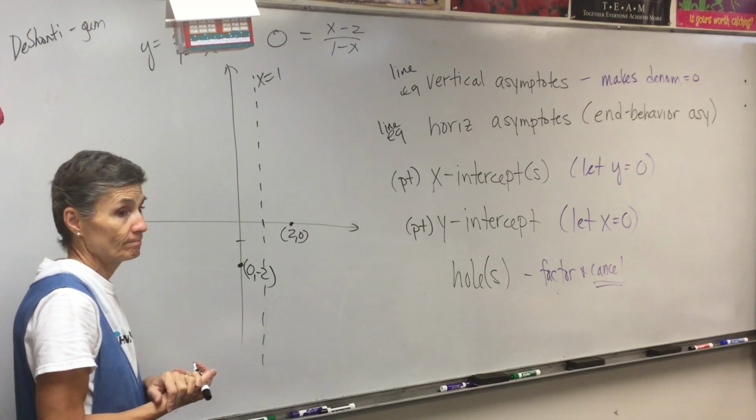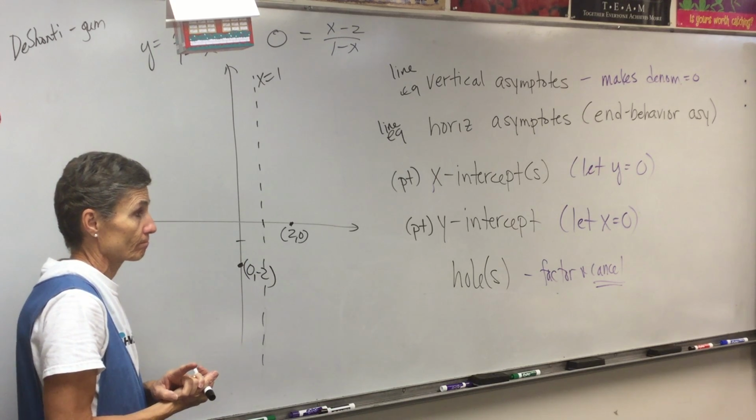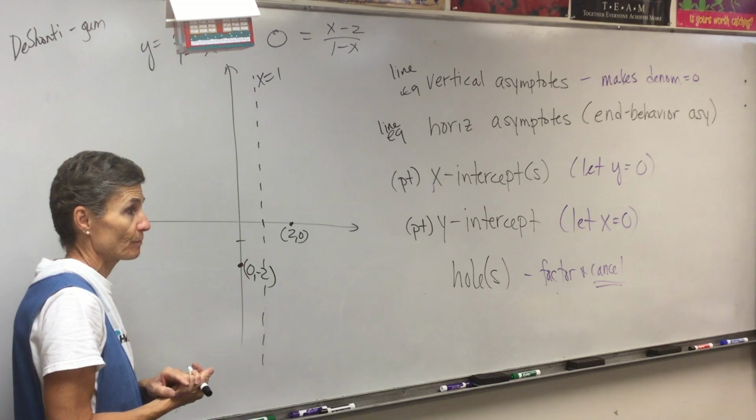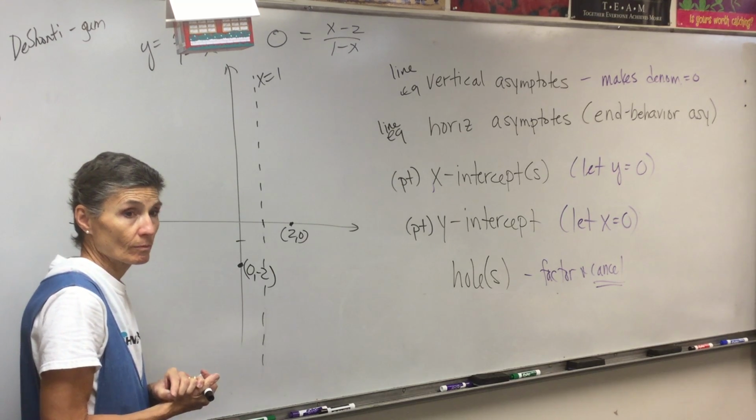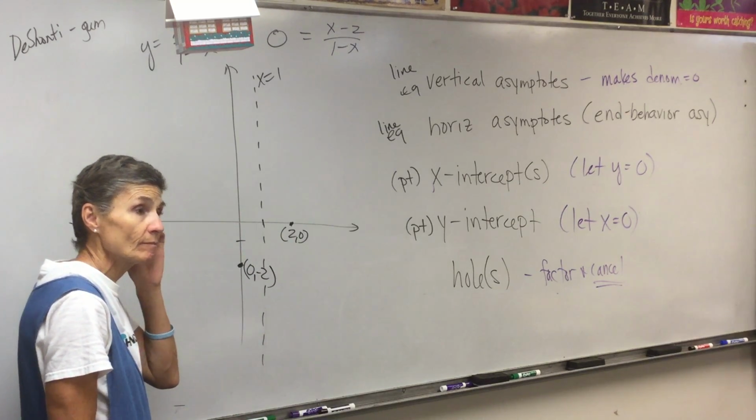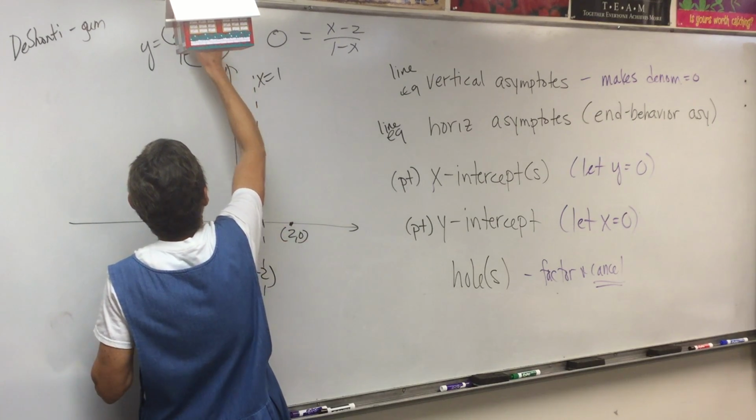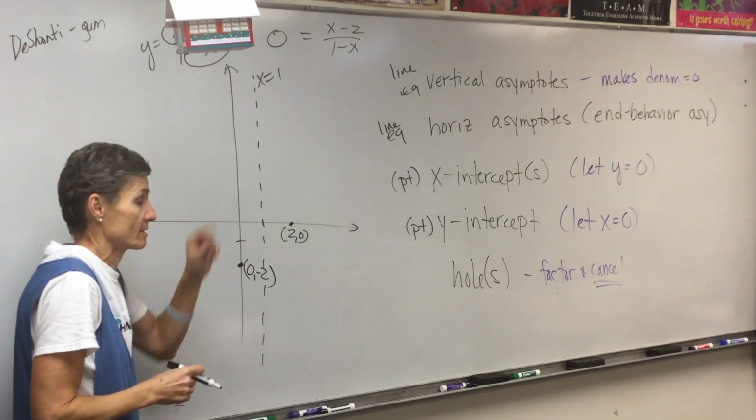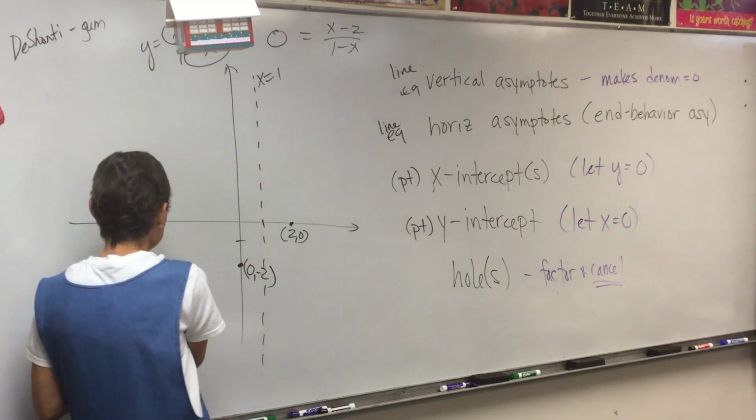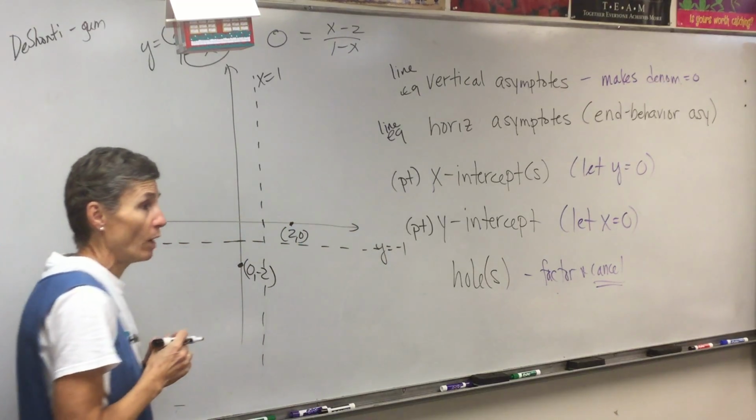How about horizontal? What do you think? Look back at the last one. How do we find the horizontal in the last one? X over X. We did X over X, so let's do X over X here. What do I got? I have 1X over negative X. What is that? Negative 1, so I have a horizontal asymptote at Y equals negative 1.